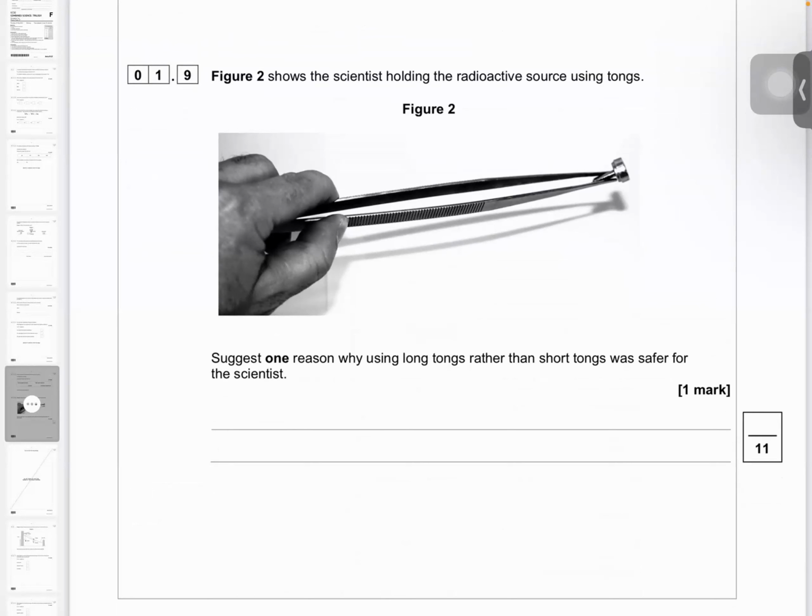Figure 2 shows the scientist holding the radioactive source using tongs. Suggest one reason why using long tongs rather than short tongs was safer for the scientist. Okay, you want to give a suggestion? You wanna try? This actually gives a greater distance between the... Sorry, I didn't get that.